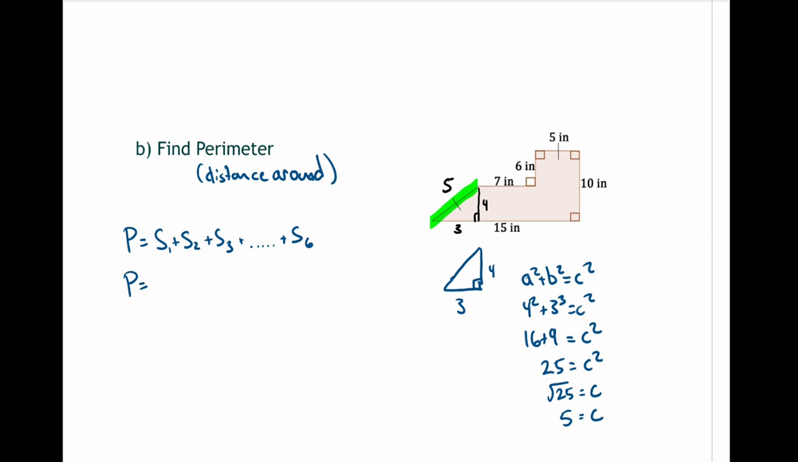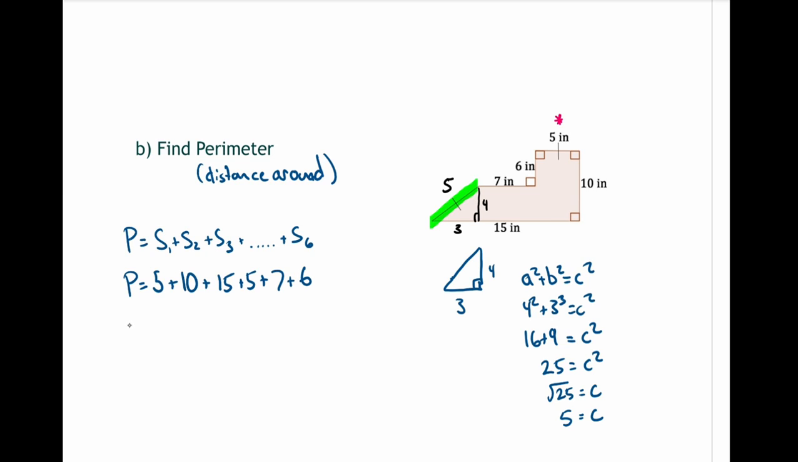So we're going to add up all our sides. It may help to pick a starting point and then just go around the object, writing down all the sides. That way you don't worry about forgetting a side or mixing one up. So I'm going to start at the top with 5 inches. So 5, and I'm going to go, say, clockwise. So 5 plus 10 plus 15 plus 5 plus 7 plus 6, and then I'm back to the beginning.